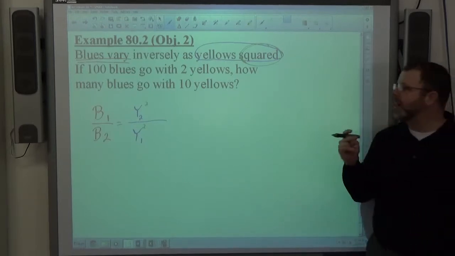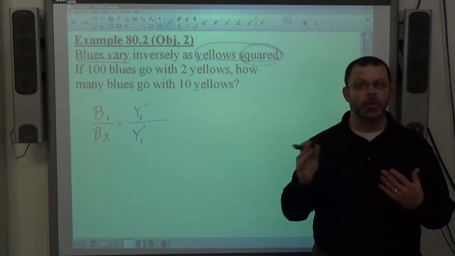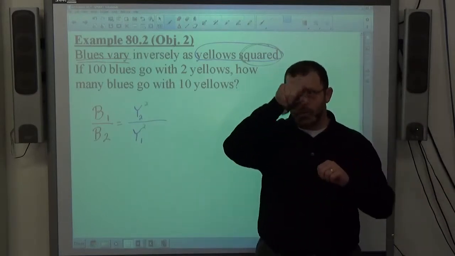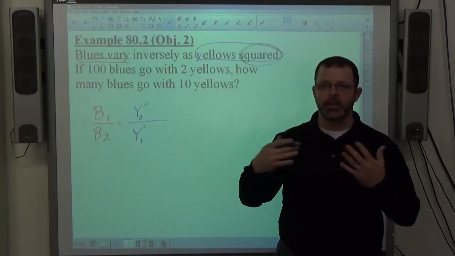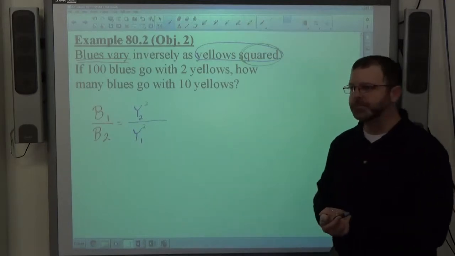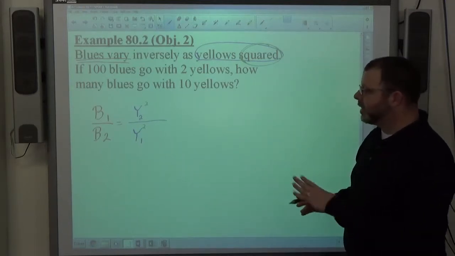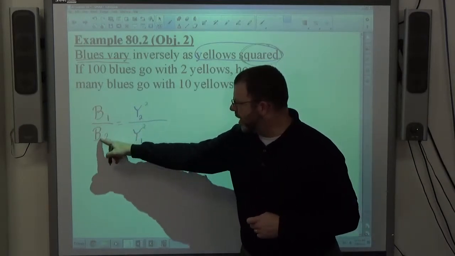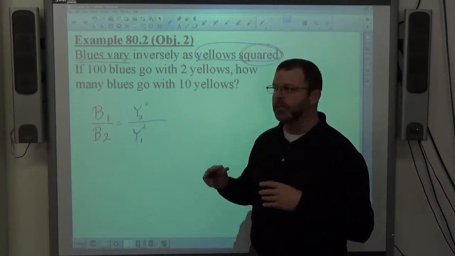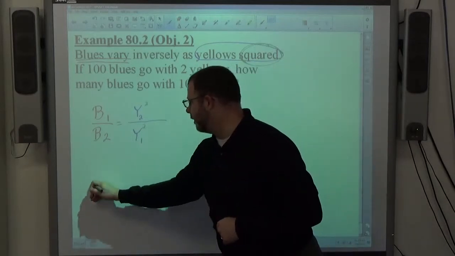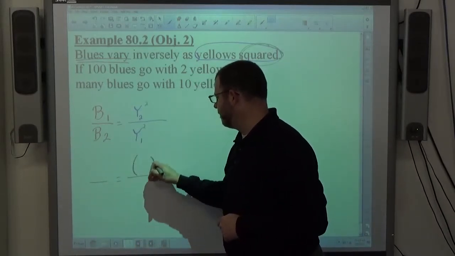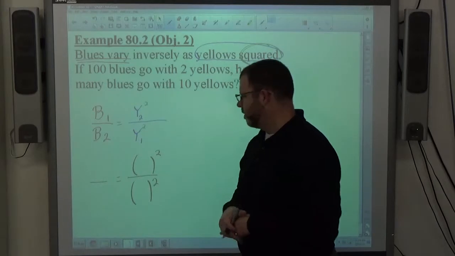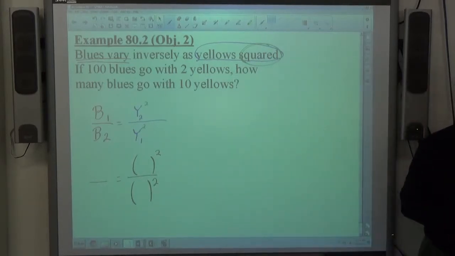And again, sometimes they do that. If it said inversely as the square root of the yellows, then it would be the square root of y sub 2 over the square root of y sub 1. So again, they might do stuff like that. All right. Now, looking at this structure that I've created, the first blue, the first yellow, the second blue, the second yellow, they are where they belong. We got, again, a proportion going on. All right. So officially, that's what it looks like before I put any numbers in.